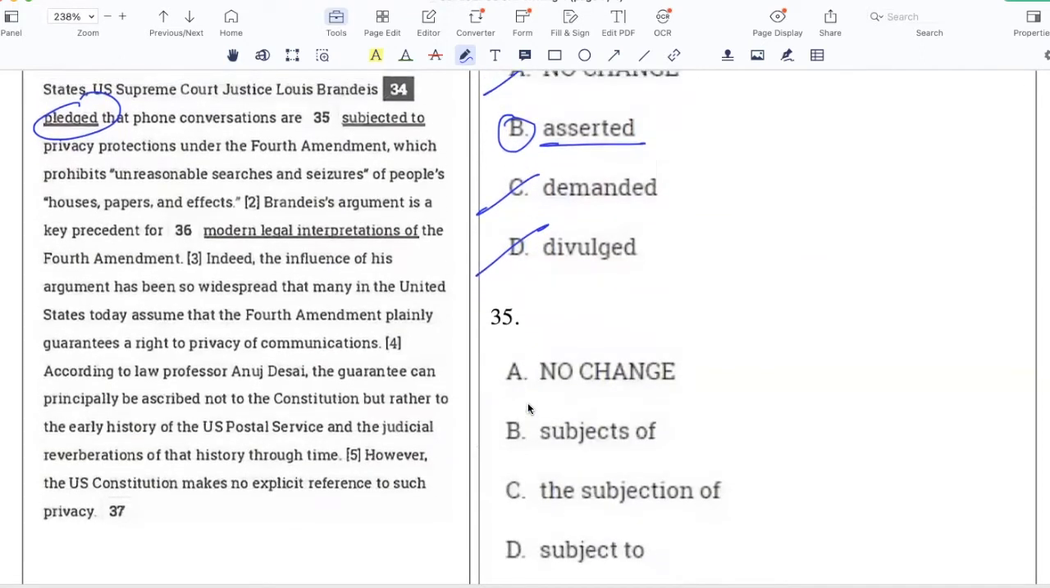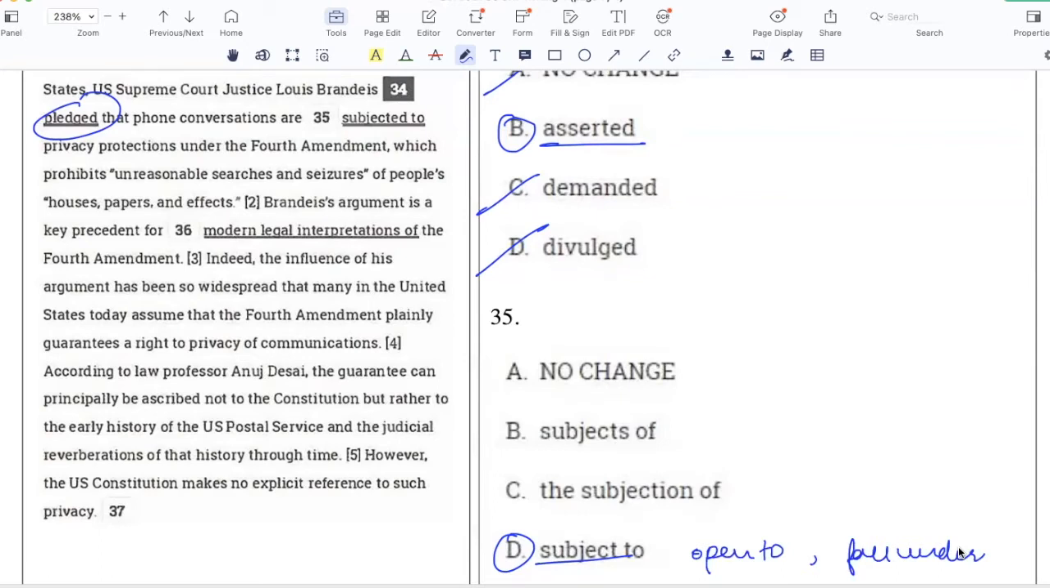Now here, again, it's idiomatic. I need to decide the correct word. Phone conversations are subject to, right? Which is to say they are open to, or that they fall under the same privacy protections that the Fourth Amendment speaks of, right? So to be subject to something is to fall under the purview of something, right? That's what we are saying here.